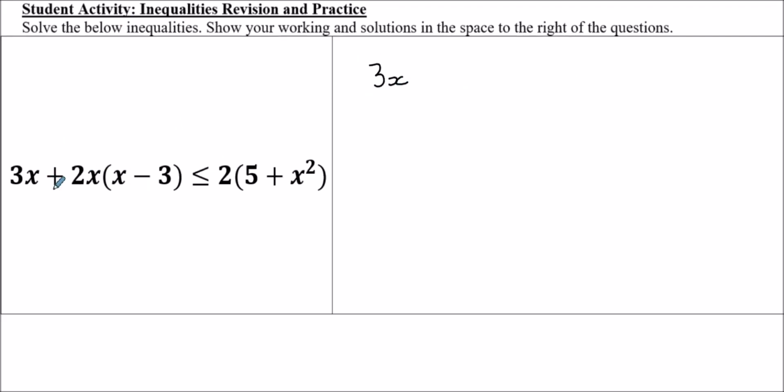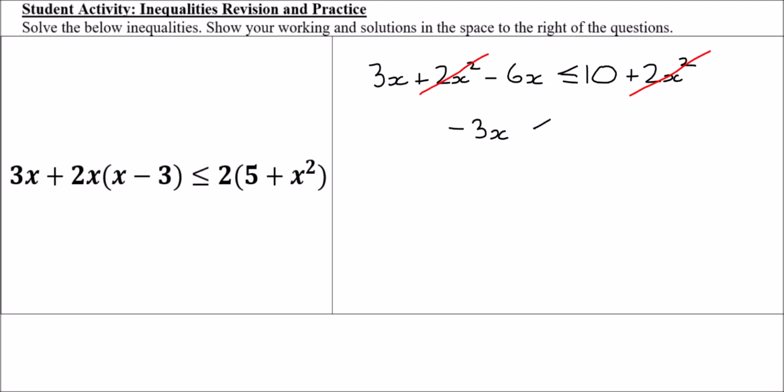So 3x plus 2x times x is 2x squared. 2x multiplied by minus 3 gives us minus 6x. Expand out on this side, 2 times 5 is 10, and 2 times x squared is 2x squared. Once again, you'll see that the x squared terms cancel. So now simplify on this side. 3x minus 6x gives us minus 3x. That's less than or equal to 10.